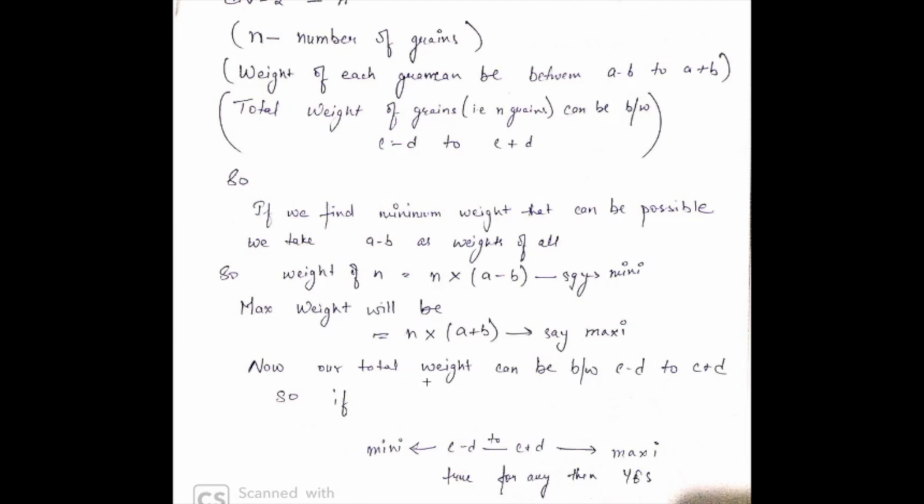So if any of the weights from C minus D to C plus D can fall between the range mini to maxi, that is, if the total weight which I have been given can fall in our criteria, then we have to print yes, otherwise we have to print no. So let's see its coding part.